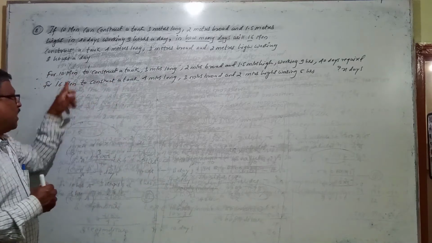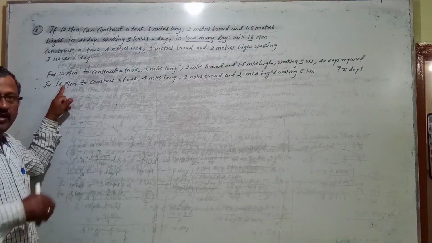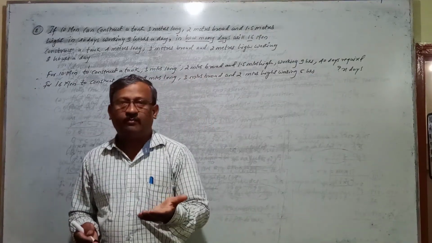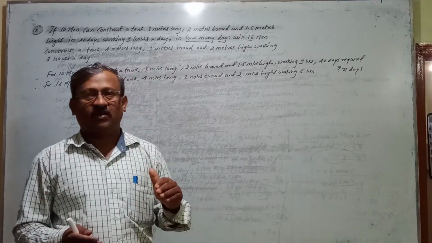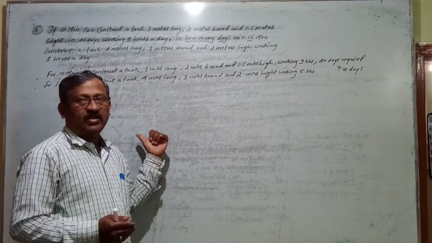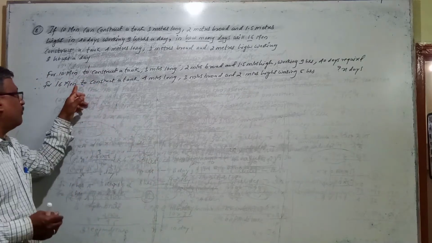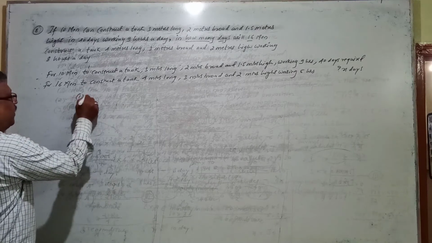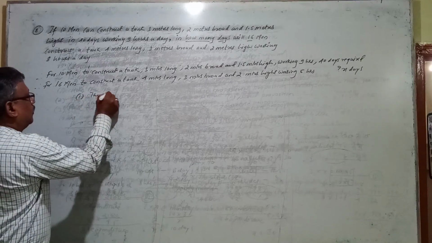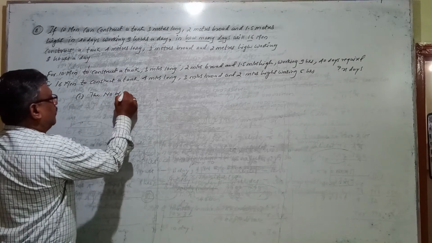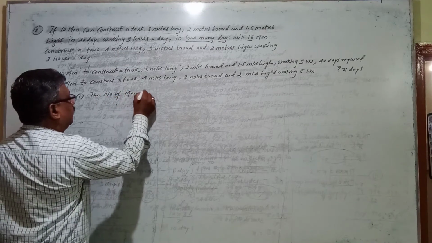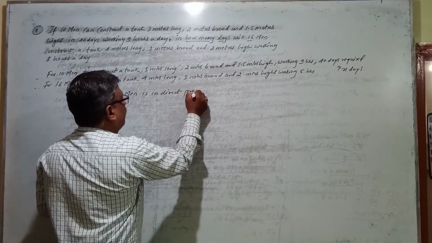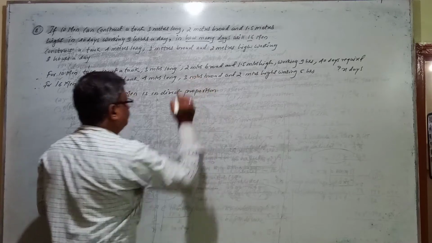So here the number of men has increased from 10 to 16, and due to the increase in the number of men, the number of days required is decreasing. As the number of men to do the work increases, the number of days required to do the work decreases. So one is increasing and the other is decreasing. That means the number of men is in inverse proportion. So below this you put number 1 and write: number of men is in inverse proportion. Clear?